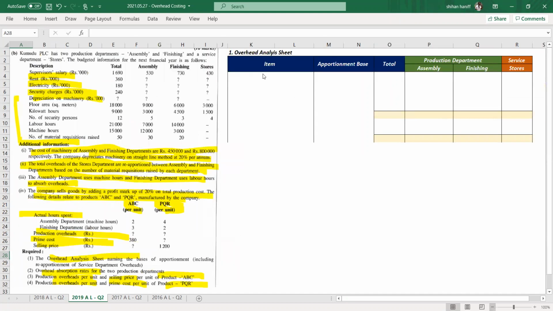Right, so first step, let's prepare the overhead analysis sheet. This is the overhead analysis sheet, where we have the item, apportionment base, the total cost, and the departments: two production departments and one service department. So I'll draw this format for the overhead analysis.